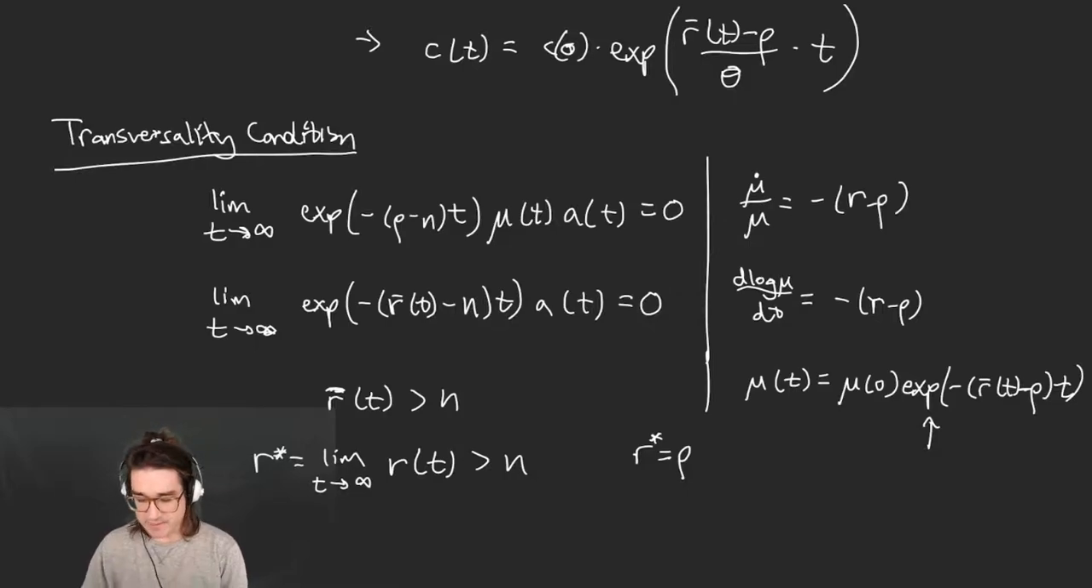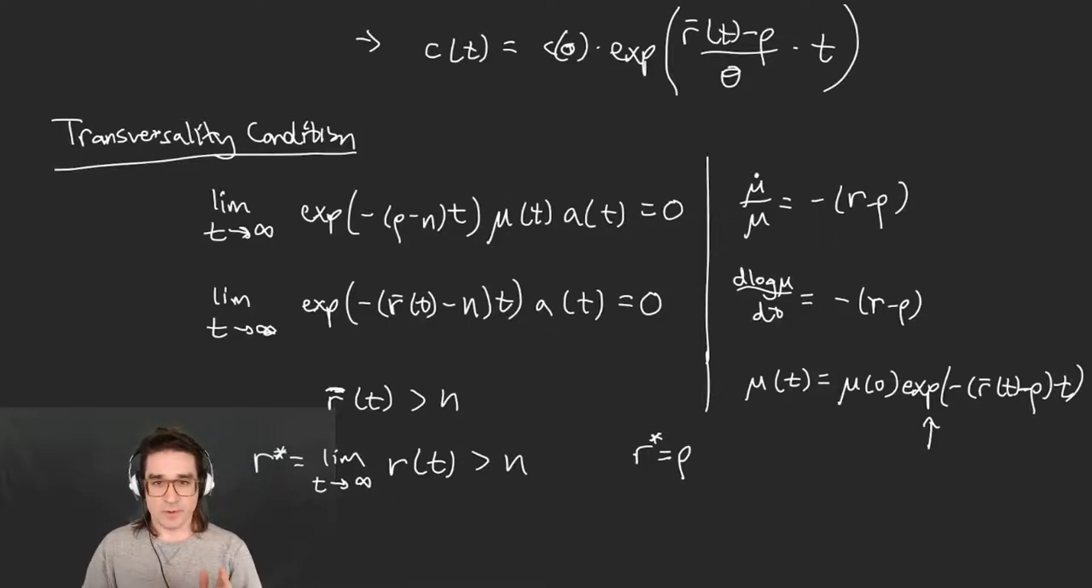So in steady state, we found that r star was equal to rho, and that's exactly our assumption, that rho is greater than n, right? So that our utility exists. Remember, our effective discount rate is rho minus n. So we need to assume that rho is greater than n in any case, okay?